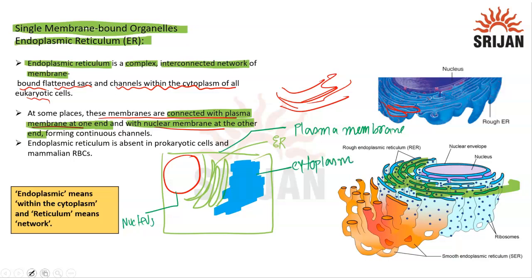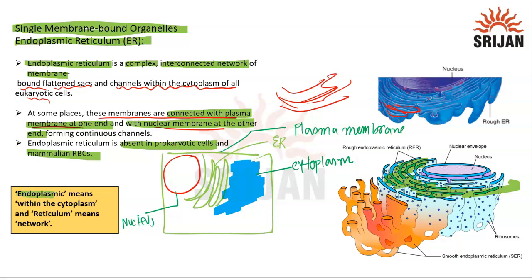This endoplasmic reticulum is absent in the prokaryotic cell. It is not found in the prokaryotic cell and in mammalian RBCs. Why? Because mammalian RBCs clear out their spaces to carry something. To carry what? To carry oxygen. So they lack cell organelles.